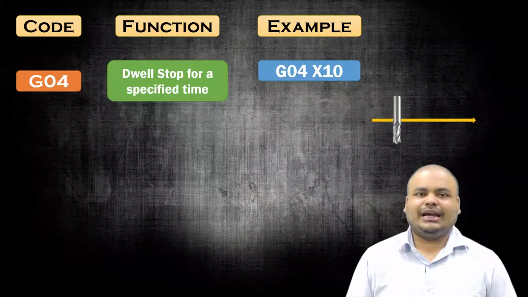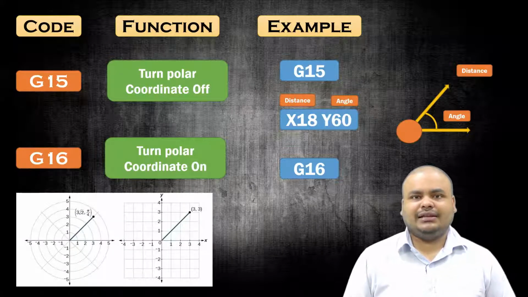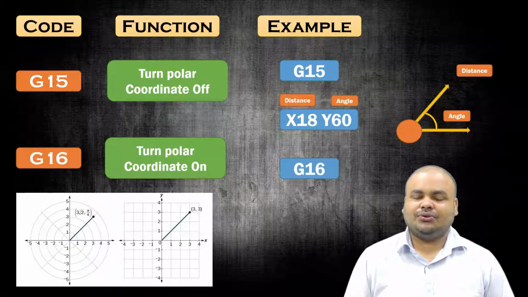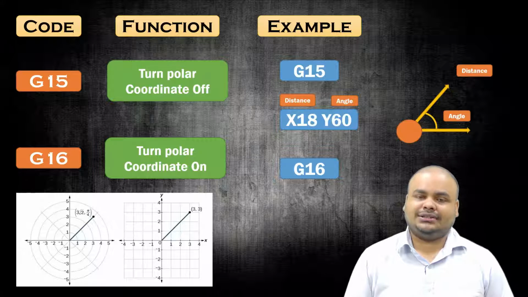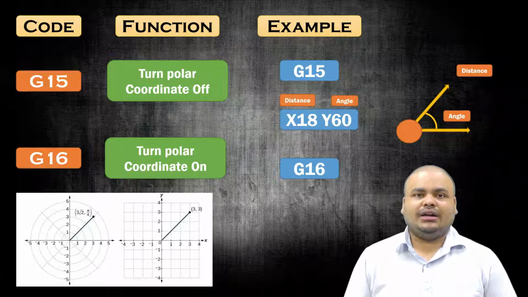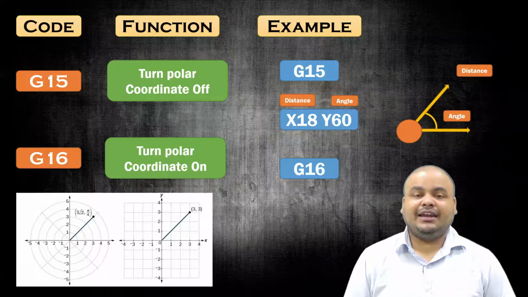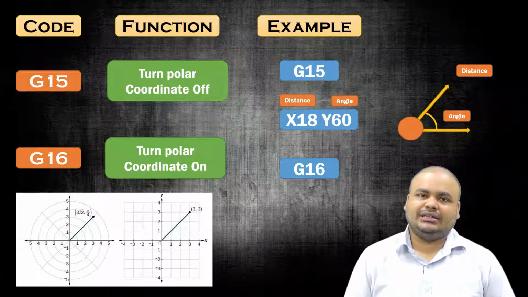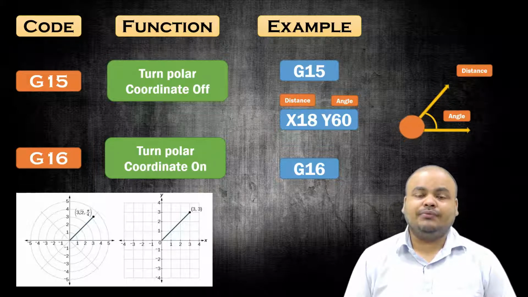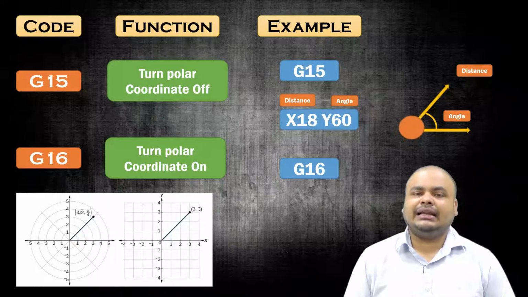The next code is G15, which is polar off, whereas G16 is polar on. Once polar on is active, your coordinate system will be the polar coordinate system. In this polar coordinate system, to move from one point to another, we need one angle as well as one length. Similarly, one example I have given, X18 and Y60, as you can see on the slide. That means X represents the length, so it has to move 18 mm, and Y60 means it has to move at a 60-degree angle.